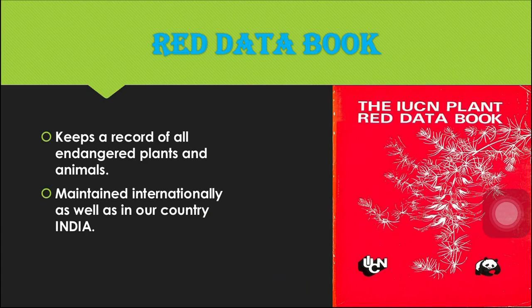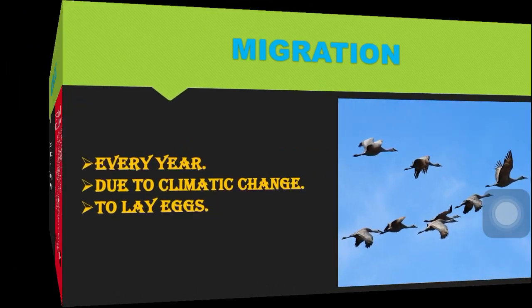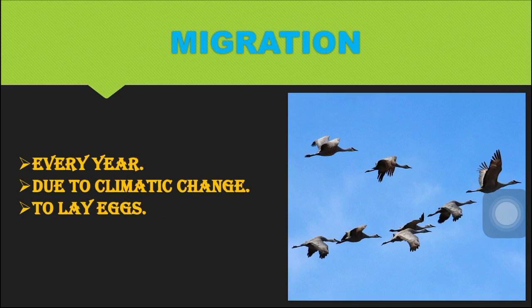The research is done, study is done about particular plant and animal, and the plant, it is mentioned under this IUCN plant red data book, and animals are mentioned in the animals red data book. It is done internationally as well as in our country. This red data record is maintained. Very simple now.